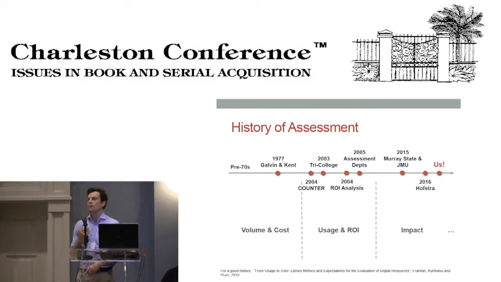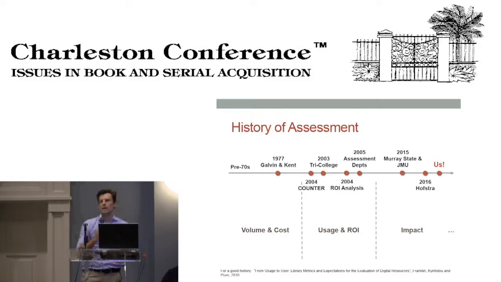There was a really interesting paper written by Galvin and Kent in the 70s, where they said we really should be trying as best as possible to start to calculate this stuff, because our theory is that we're probably able to make better decisions for our library if we can actually make data-driven decisions. And so this was the end of an era, the era which was all about volume and cost.